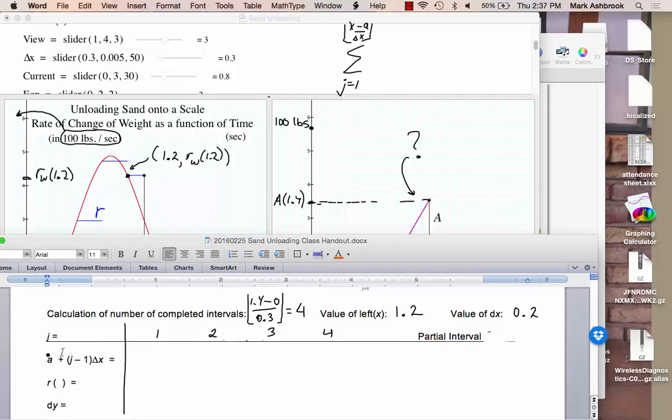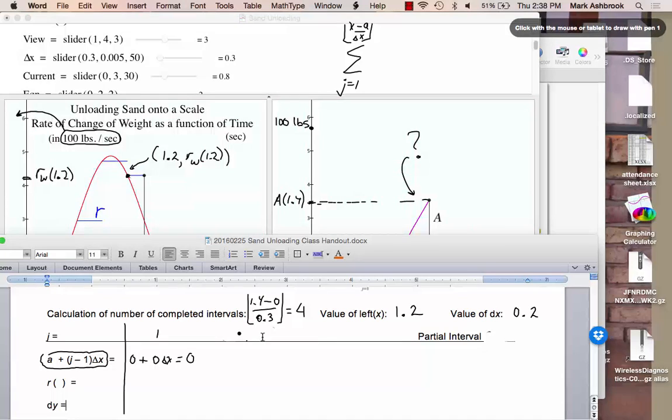Remember what this was. This is the x value at the left side of the current interval. So it's the input value, or the argument, into the rate function. Okay, so in the first interval, it's going to be 0 plus J minus 1, which is 0, times delta x, equals 0. Does that make sense? The left x value of the first interval is 0. Do you see it?